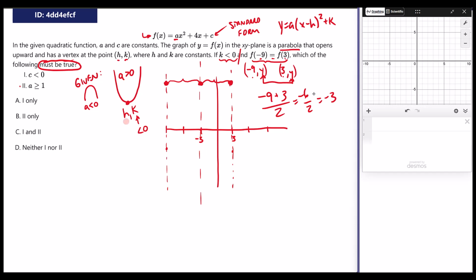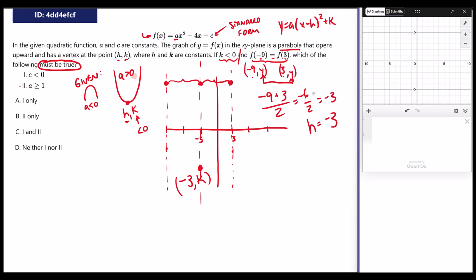So we have now determined our h value. Our h has to equal -3. Again, still don't know what our k value is, but we do know that our k value is somewhere down in the negative territory. So again, this vertex is now at -3, comma k, where k is some negative number.